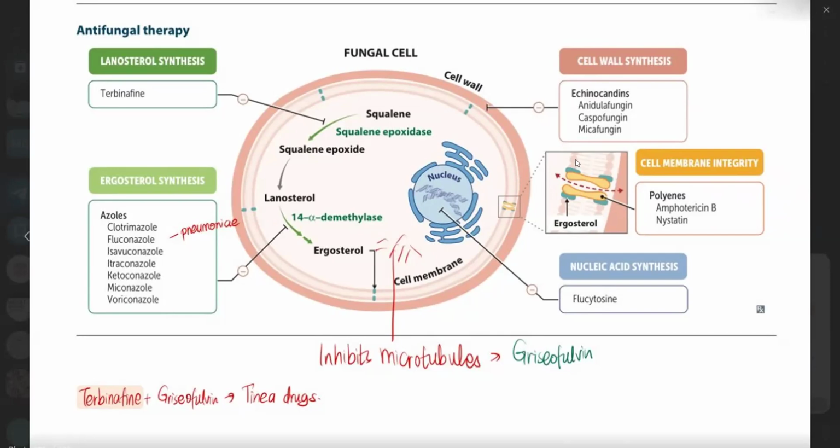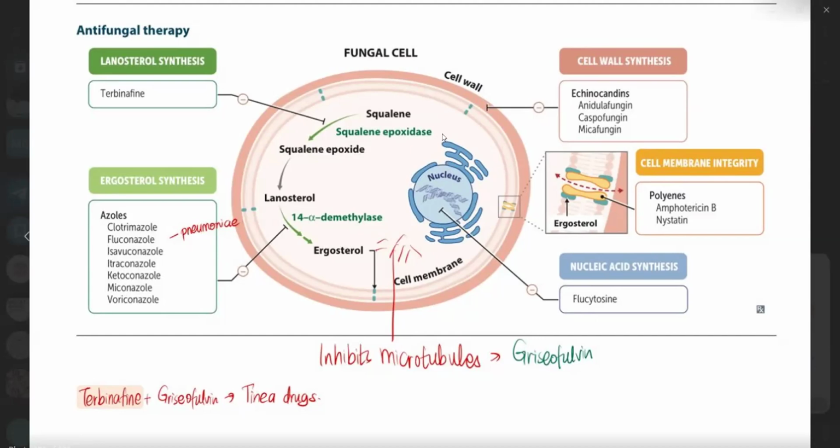Are you seeing this? This is a pore that is going to be formed. Now, this pore is going to facilitate leakage of intracellular components. So things like the fluid inside the cell, all of that is going to leak outside. Once they leak, the fungi is going to die. So formation of these pores causes leakage of intracellular components. That is how the cell membrane inhibitors work.